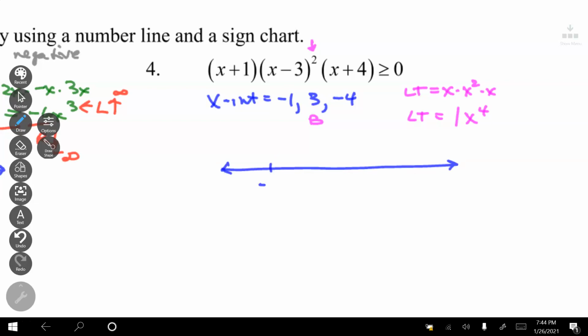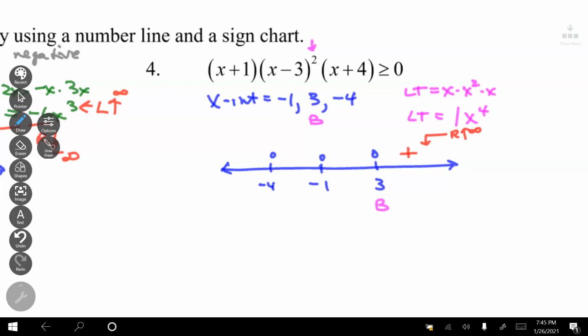In order, negative 4 is the smallest, negative 1 is the next smallest, 3 is the next. I should note that that 3 is special. It is a bounce. And because of this positive 1, the right side is going up to positive infinity, so that means this is going to be a positive.